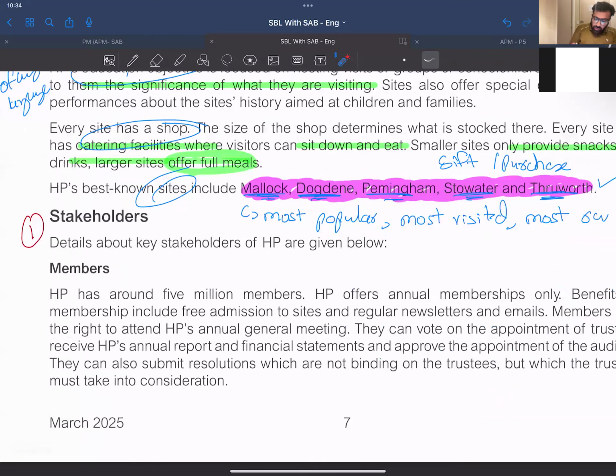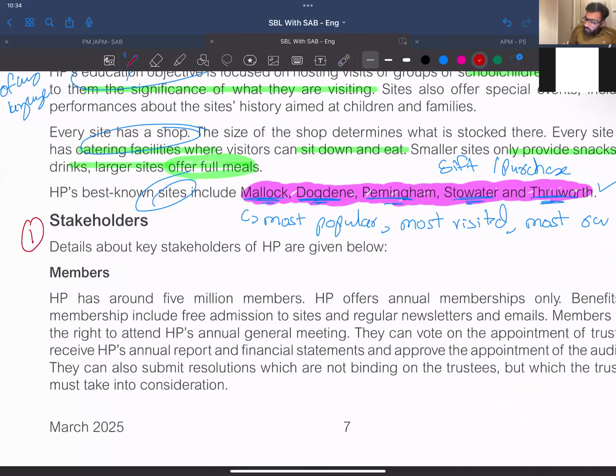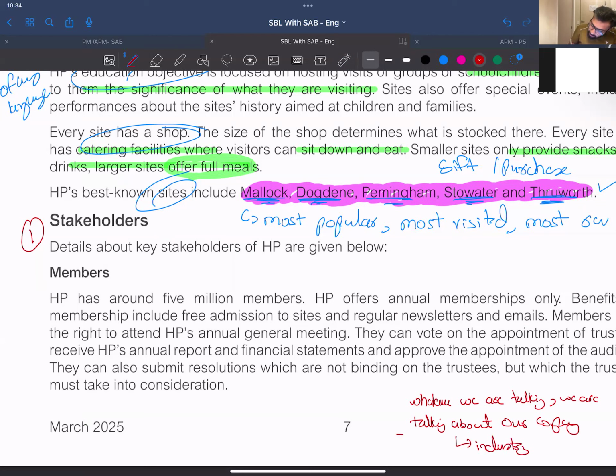So, stakeholders, guys. Whatever we are talking about, just remember one thing: we are talking about our company, right? It's our company, not the industry. And you should be remembering the industry so that you know whether the trends that are followed in the industry are being followed by ours or not, right?